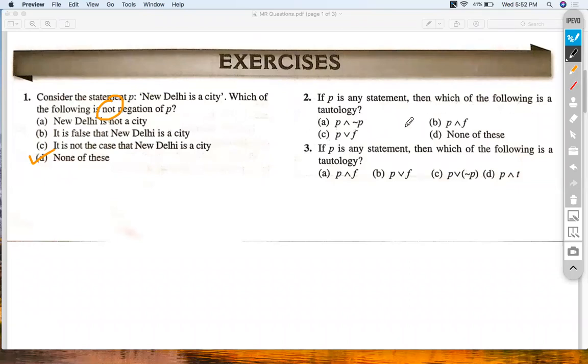If P is a statement, then which of the following is a tautology? A, sir. A is a tautology. A is a fallacy. One second. My stand broke. F means a statement which is false. Okay, this means false. Oh, okay, sir. One second.